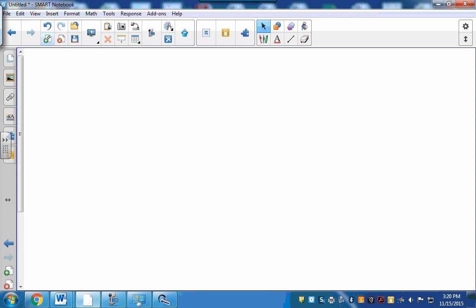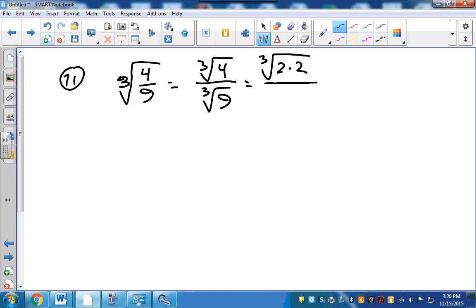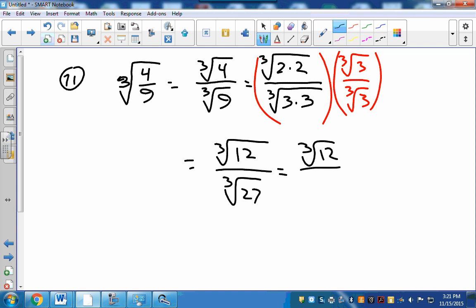Okay, number 71. We have the cube root of 4/9, which is the cube root of 4 over the cube root of 9. And again, we could factor these 2 by 2. There's no triples there, and there's no triples here either. But we want to make a triple so that we can have a cube root of 3 factors, and we're going to do the cube root of 3, cube root of 3. There's our multiplication by 1. We now have on top the cube root of 12, and on the bottom we have the cube root of 27, which is simply 3. So cube root of 12 over 3, final answer.